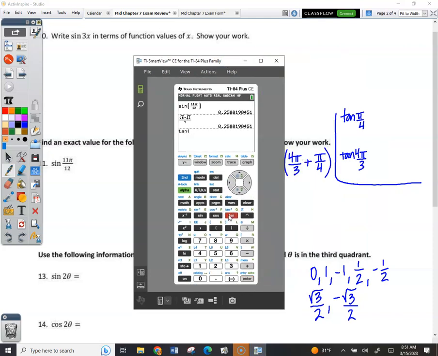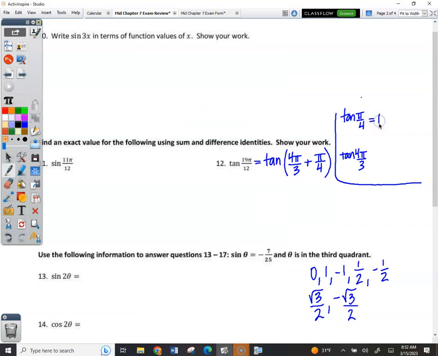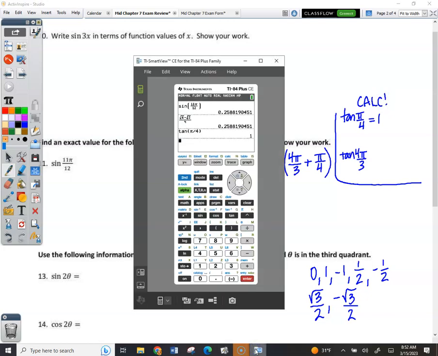I can tell you tan of pi over 4 is going to be nice because I know that that's the 45. So there's no need for me to sit here and try to divide y over x, keep, change, flip. No need for that. I can go straight to my calculator and I can find that tan of pi over 4 is 1. Right? Now I've got 4 pi over 3. So type this in. Now this is where it may not be pretty. 4 pi over 3, and it's a decimal. So that tells you that this one has a radical in it.